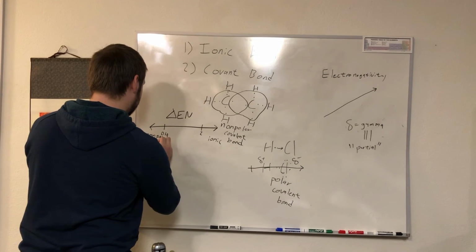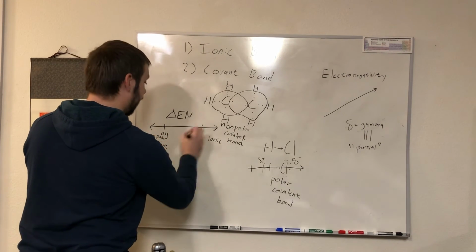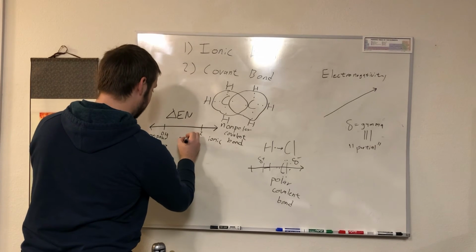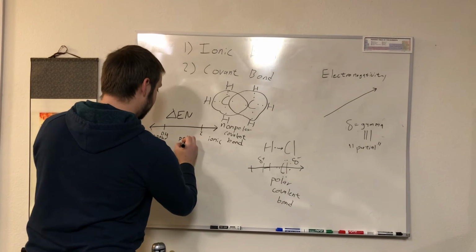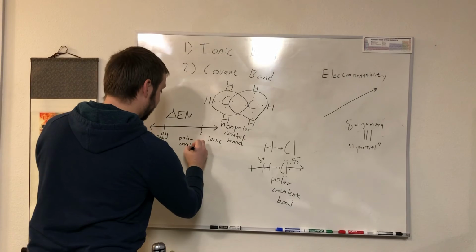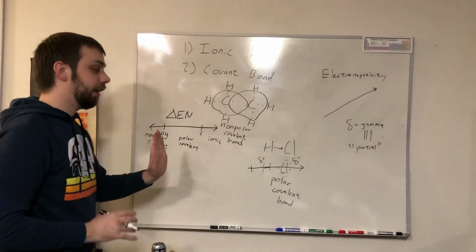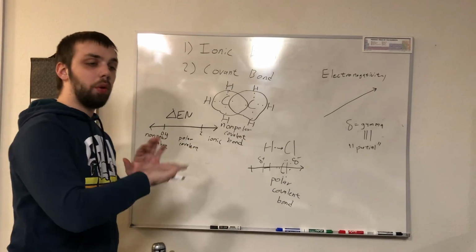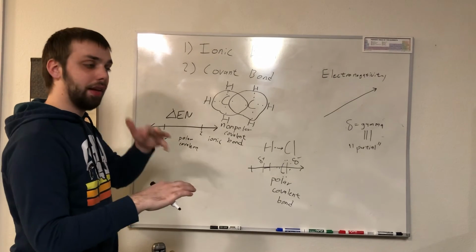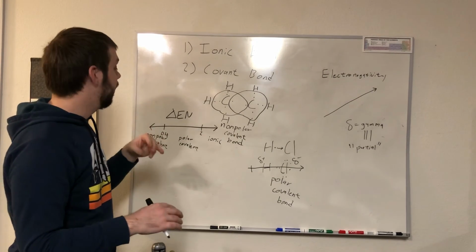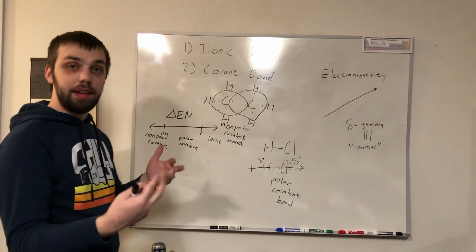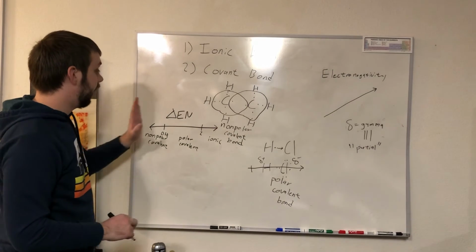So then I bet you can guess what is in this middle region, and that would be the polar covalent. So that would be when the difference in electronegativity is such that the more electronegative atom is pulling that electron density away from the less electronegative atom, but not enough that it just outright takes it.